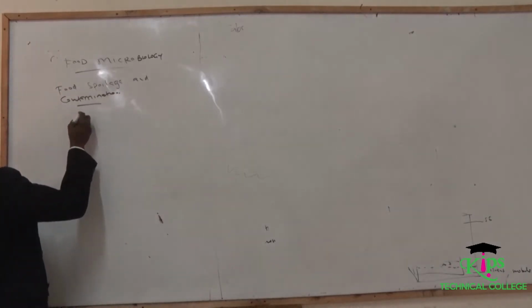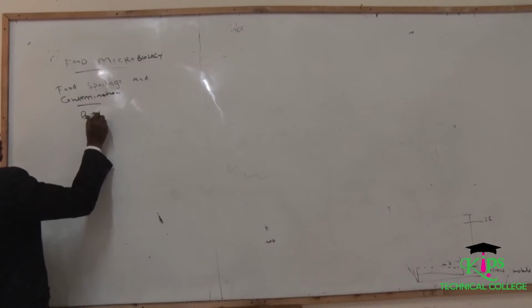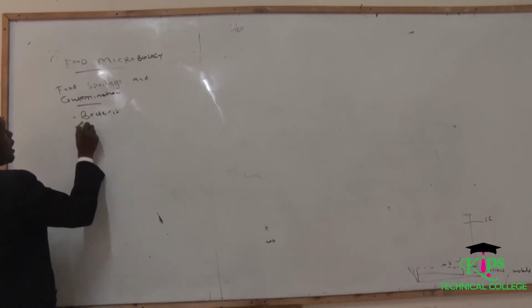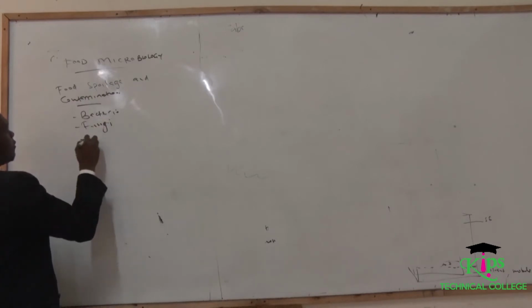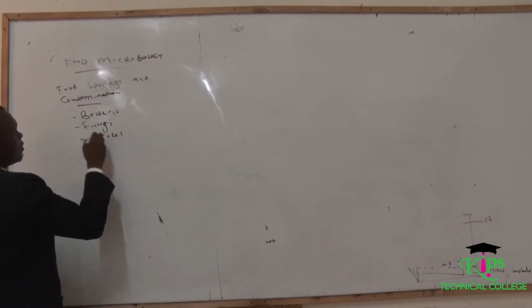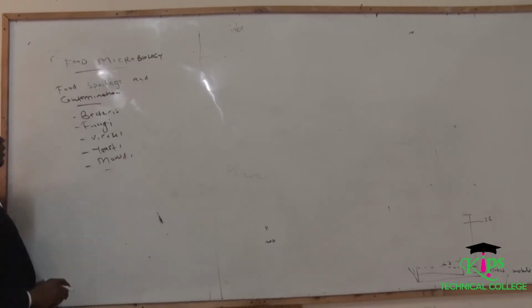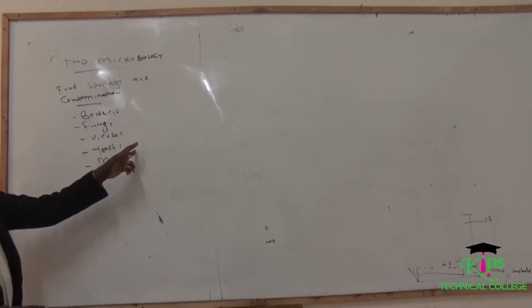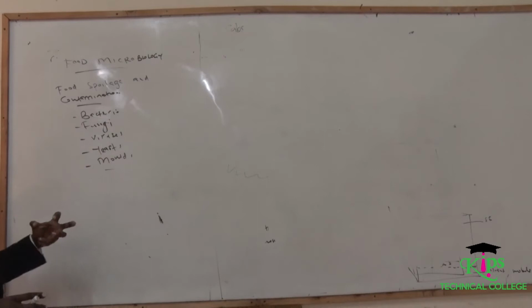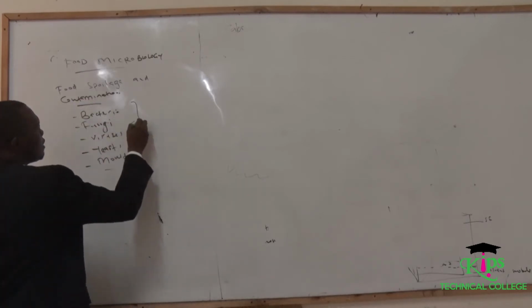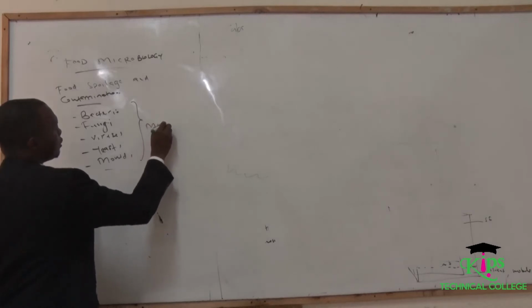We mentioned that we have bacteria, we also have the fungi, the viruses, the yeasts, and also the molds. Remember, yeasts and molds were formerly classified as fungi, but because of distinct features found in them, they are nowadays classified on their own. Now, all these are microorganisms which are very important in food spoilage.